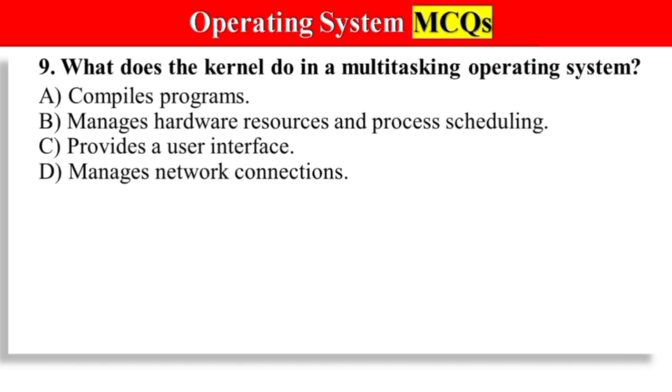Question number 9. What does the kernel do in a multitasking operating system? A. Compile programs. B. Manage hardware resource and process scheduling. C. Provide user interface. D. Manage network connection. The role of kernel in a multitasking operating system is to manage hardware resource and process scheduling.